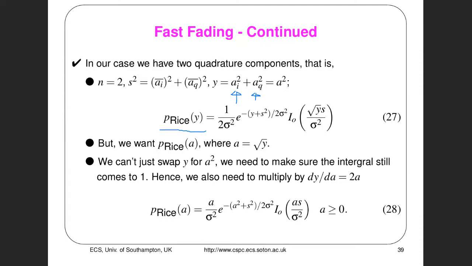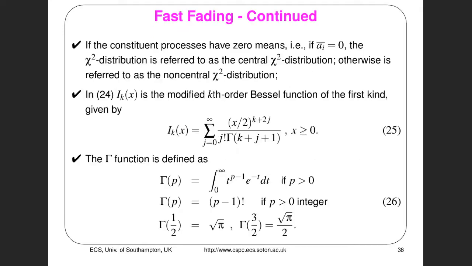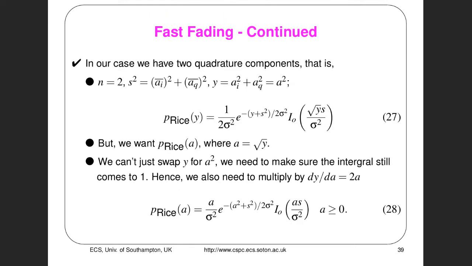So fast fading that follows Rician distribution is also often called Rician fading. We know here that gamma is a variance of the non-line of sight fading power. And then S is a mean value, which is the line of sight fading power. And I zero is the zero order Bessel function of the first kind. And this is a function of y, which is the power of the fading.